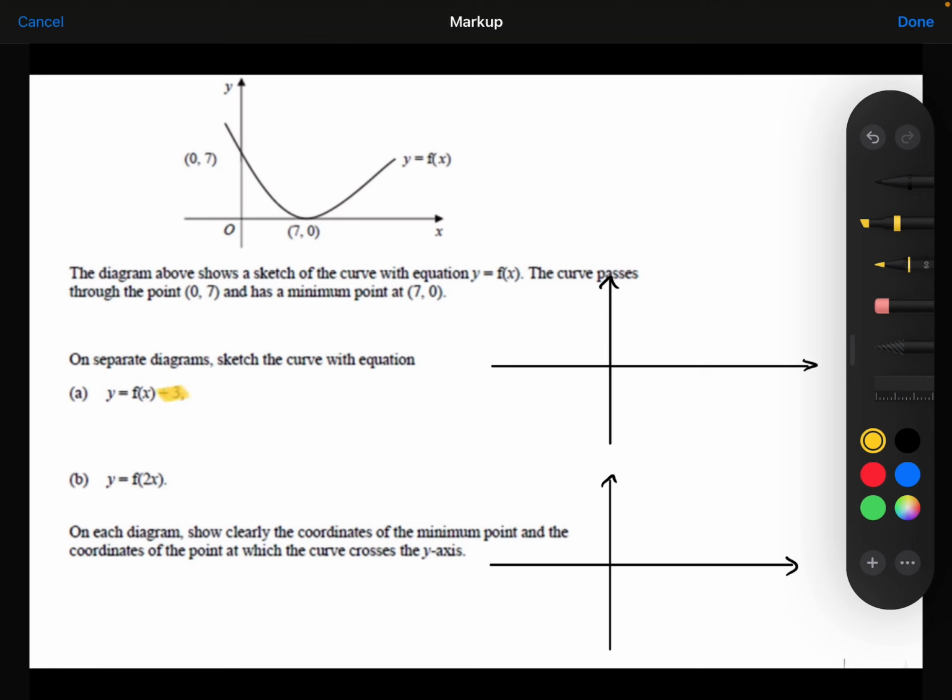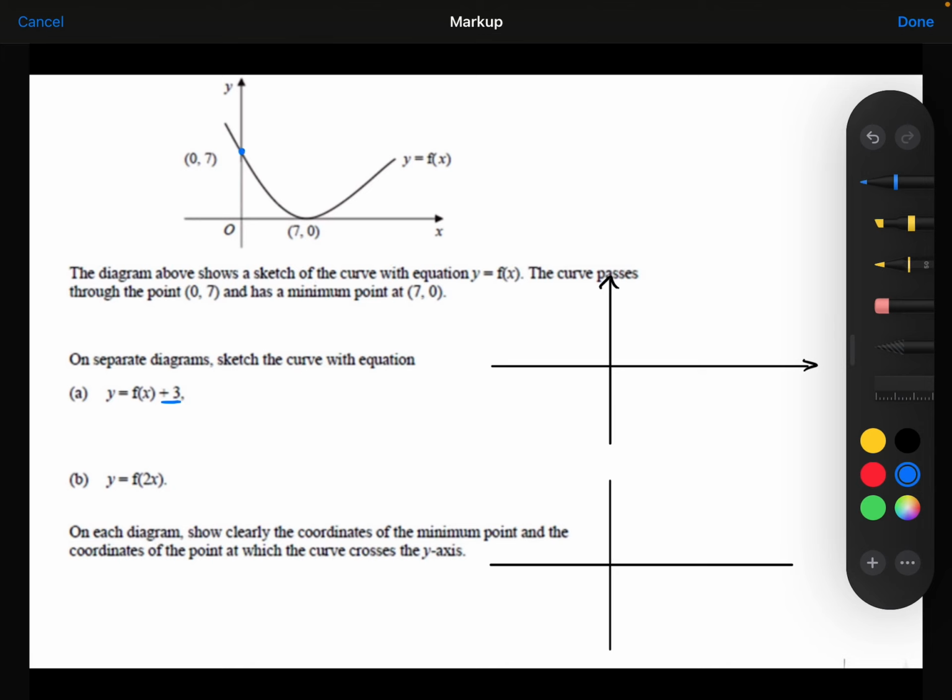So the plus 3 is on the outside of the function, so it affects the y coordinates only. And we do what the equation tells us to do. We're going to add 3 to the y coordinates, the x coordinates staying exactly as they are.